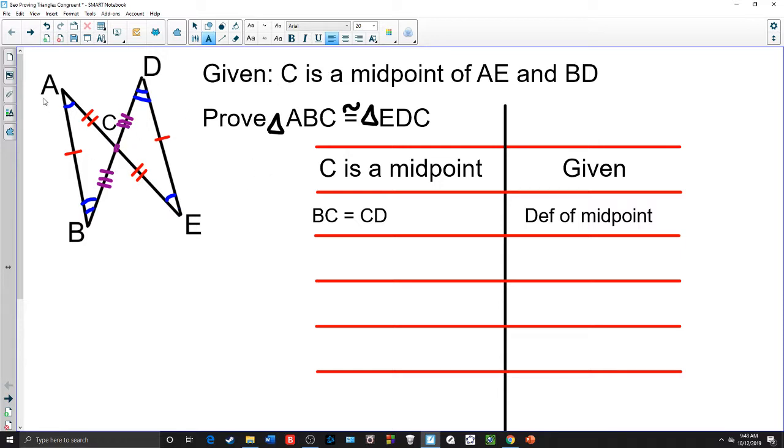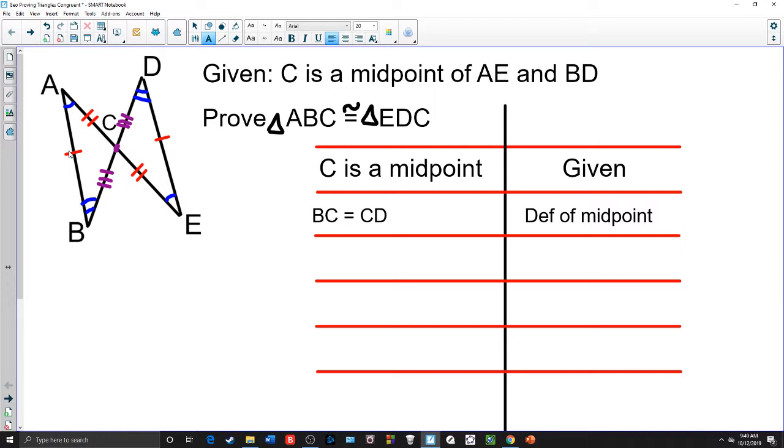Now, it also holds true for AE as well, but we're already given the split here. We already know that, so we don't have to bother with that line. But if we didn't know that AC and CE were equal, we could use the same definition to prove that this line right here is congruent to this line right here. But we already know that they're equal because it's given to us, so we don't have to bother with that.